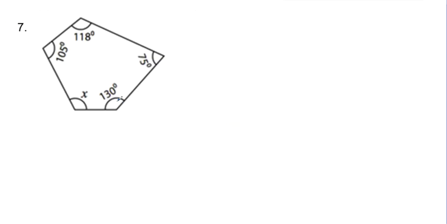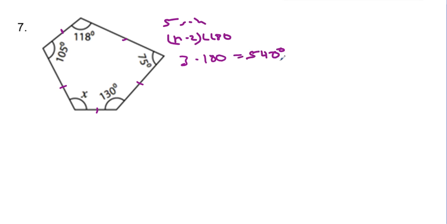Number 7, I have 1, 2, 3, 4, 5 sides. So n minus 2 times 180 is 3 times 180, which is 540 degrees. I add all these up and equal it to 540. Well, the algebra is not too bad. I'll go ahead and write it out.